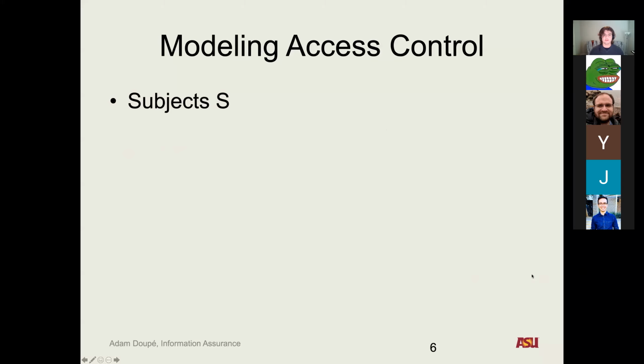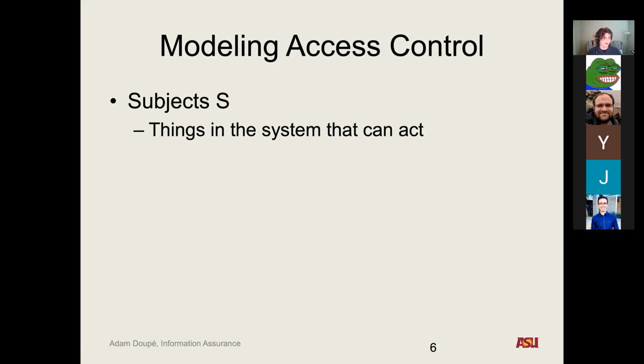We talked about this before. What we're going to do is introduce a little bit of mathematical notation here. We'll have a set of subjects in our system, S, and subjects are things in the system that can act. These are things that can actually do things and take actions in our access control systems. If you recall, on Tuesday we brought up the student and professor system, where students and professors could act because they could read homework files, create homework files, and change ownership of homework files.